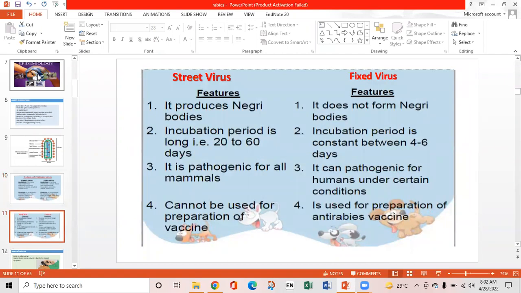Features of the street virus are that it produces Negri bodies, and its incubation period is 20 to 60 days. It is pathogenic for all mammals and cannot be used for preparation of vaccine. The fixed virus does not form Negri bodies. Its incubation period is constant, between 4 to 6 days. It can be pathogenic for humans under certain conditions only, and it is used for preparation of anti-rabies vaccine.